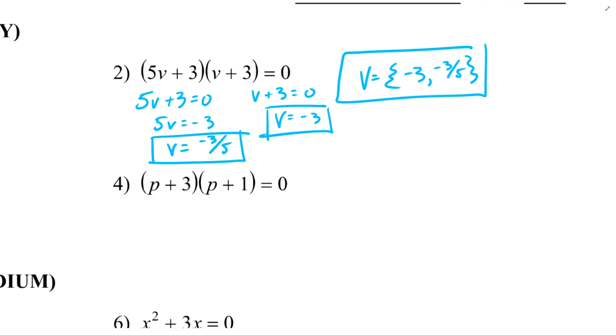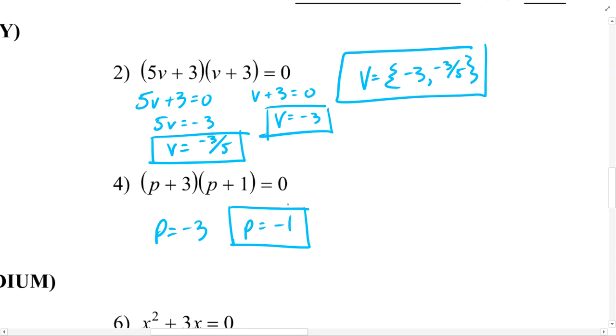For number 4, since I've seen these enough now, I'm going to just jump straight to the answer. I'm going to say that p is equal to negative 3 and p is equal to negative 1. Now, I've seen these enough to know that those are the 2 answers. Have you seen enough to establish that so far?